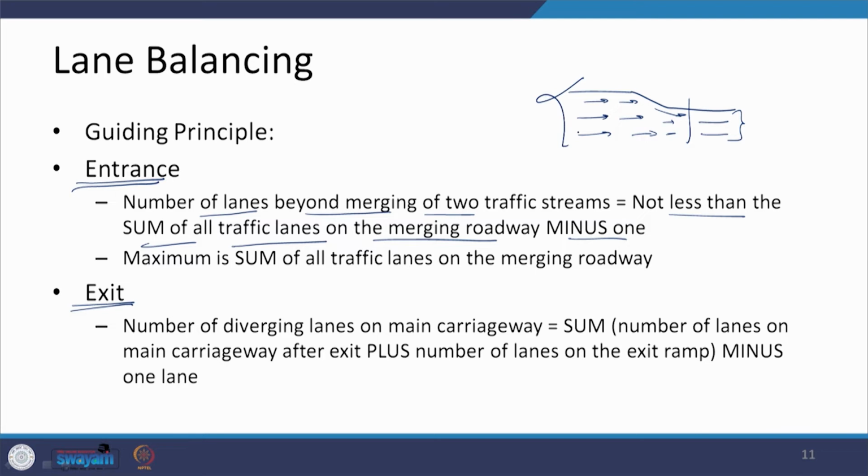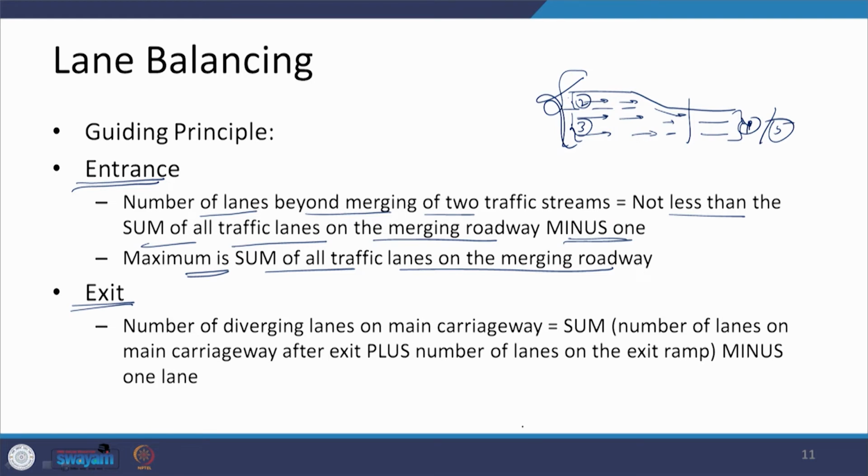Say we have a ramp which is being provided with 2 lanes and it is a 6 lane divided system. So, there are 3 lanes. So, 3 plus 2 is 5, and 5 minus 1, so 4 lanes are going to be there. So, if this is 3, this is 2, then this is 4, or it can be a maximum of the sum of all traffic lanes on the major roadway. So, it can also be 5 in this case.